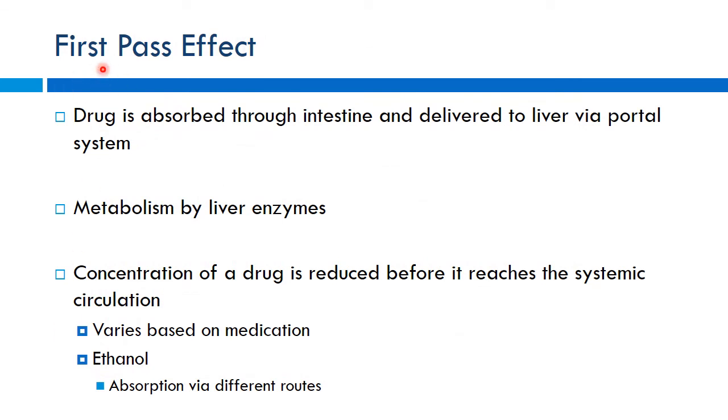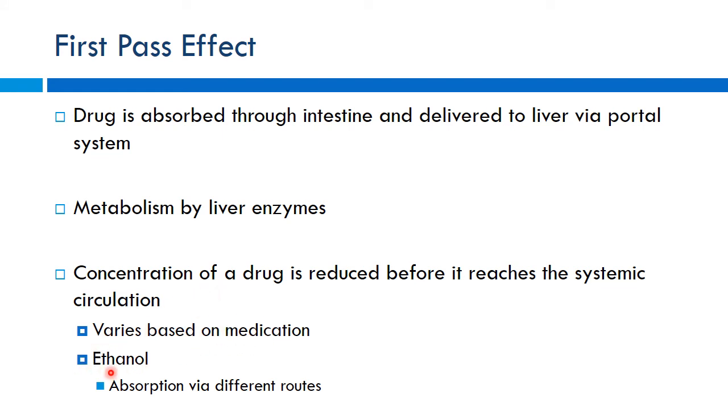We probably alluded to this first pass effect. This is where, when a drug gets absorbed through the intestine and then through the liver, through that portal system, you're going to find that there's some degree of metabolism that happens there. For some drugs, a ton of it will be metabolized, making it so that you almost get no bioavailability. Sometimes you're going to have very little being metabolized, so you have a very high bioavailability in those cases. So basically, the concentration of the drug gets reduced before it reaches the systemic circulation. So it's going to vary based on medications.